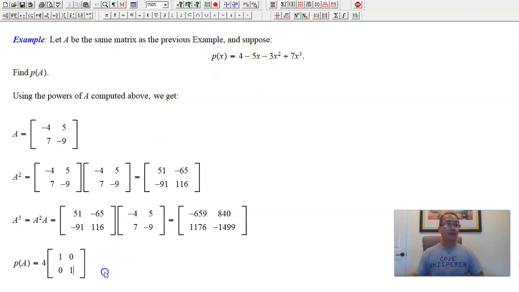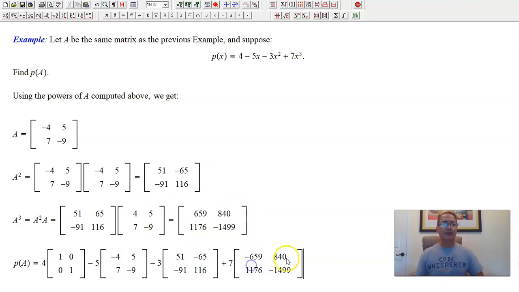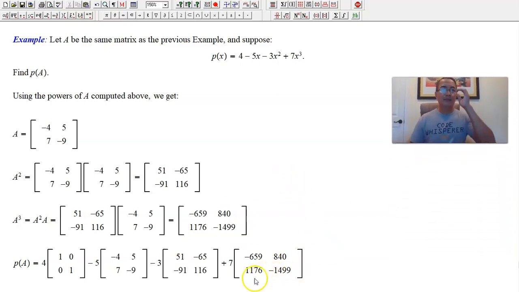Now we have minus 5x. So we want minus 5 times A, which is over here. Okay, minus 3x squared. We have A squared, which is over here. And then 7x cubed, last term. 7x cubed is over here. Okay, so granted that we have these big numbers, but we know how to perform each of these steps, right? You'll just get 4004. The minus 5 turns this into 20, minus 25, minus 35, plus 45, and so on.